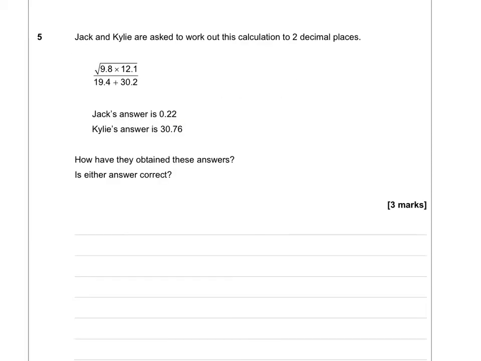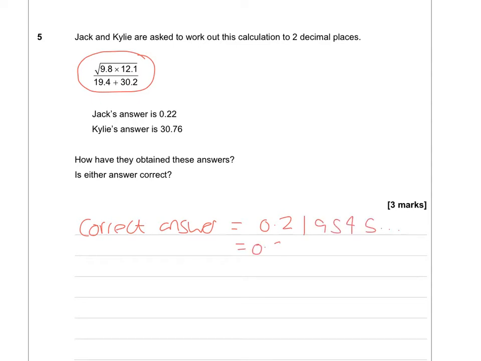Question 5. Jack and Kylie are asked to work out this calculation to 2 decimal places. Jack's answer is 0.22, Kylie's answer is 30.76. How have they obtained these answers? Is either answer correct? If you type this calculation correctly into your calculator, you will find that the answer to this is 0.219545, so 0.22 to 2 decimal places. Jack is correct.